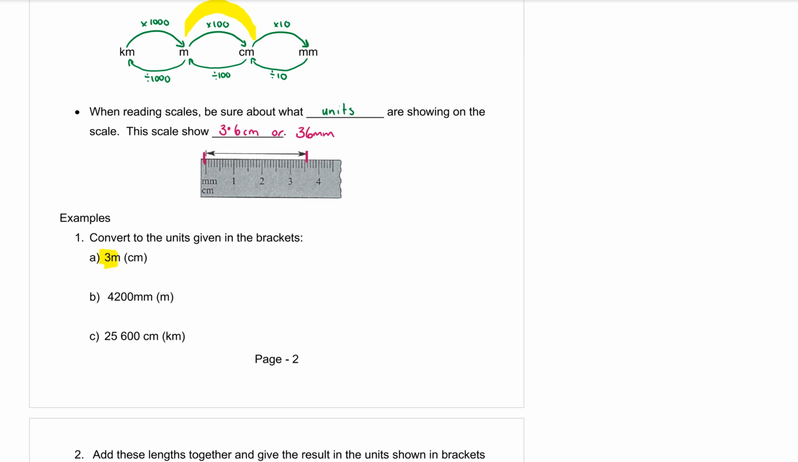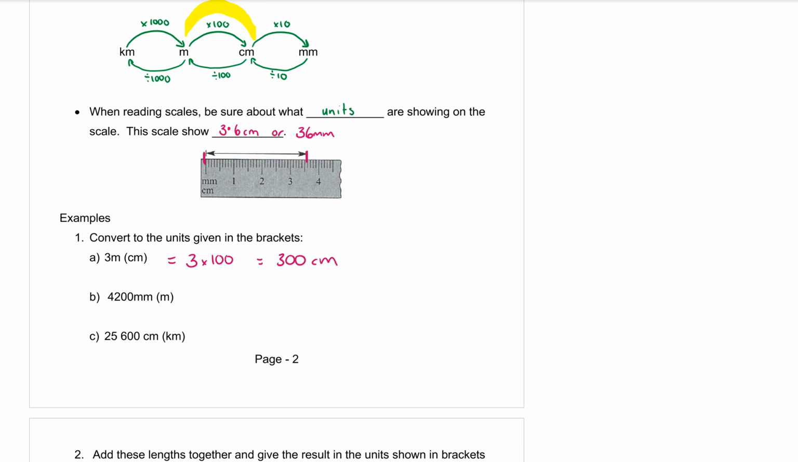So there's a couple of ways that you could write this. You could either put a little multiply by 100 here, telling you what to do. But probably a better thing to do is to start with the number that you've been given. So I've been given 3 meters, and I want to multiply that by 100 because that's what my diagram told me to do. And that is equal to 300, and I have to include my new units, which are centimeters.